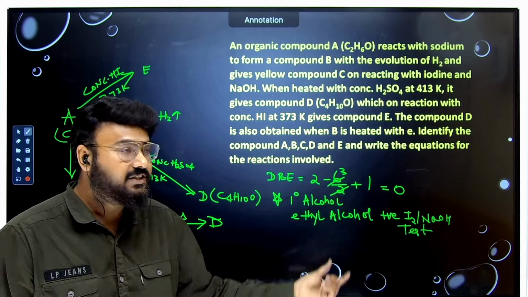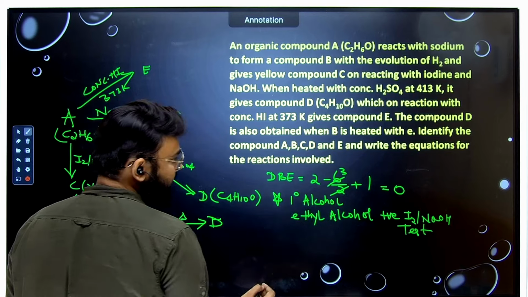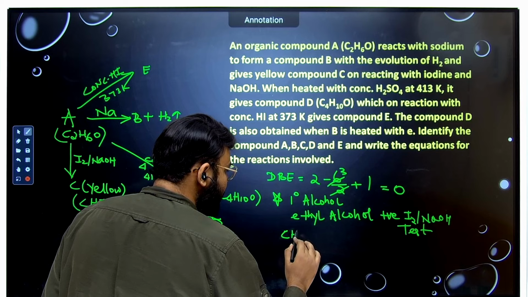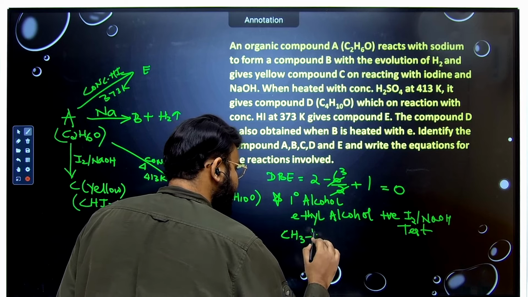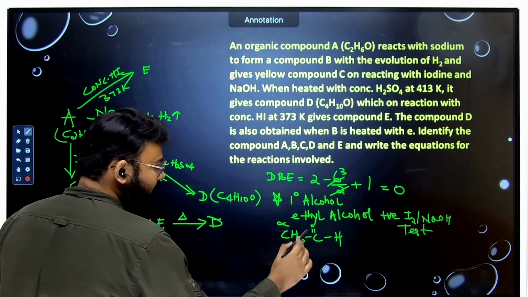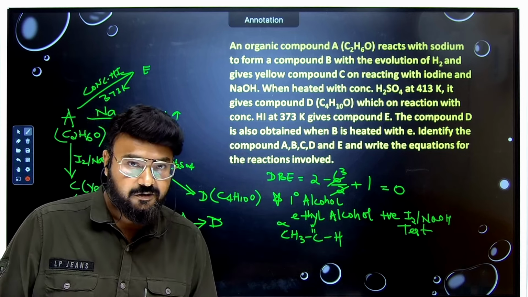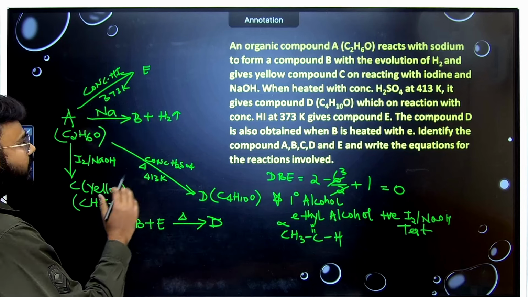So if you oxidize ethyl alcohol, what you will get is CH3CHO, acetaldehyde, and you can see there is an alpha methyl ketone. That is why I said only ethyl alcohol can give a positive iodoform test among 1 degree alcohols. So let's go ahead now.